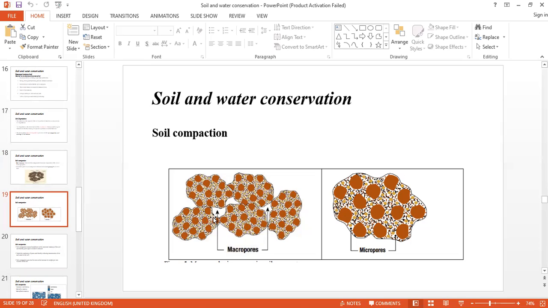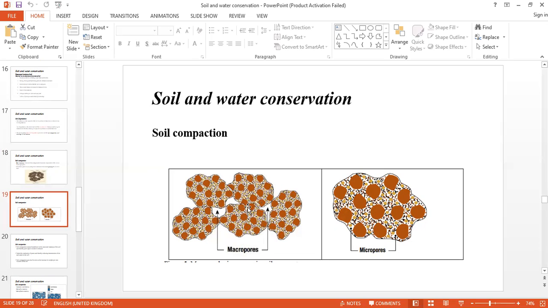If you have this small aggregate, it has small pores inside here. These ones we call the micropores. Then if you have these three aggregates here, when they are put together, you find that there are these big spaces which are going to be left. These ones are called macropores. So there are micro and macropores.